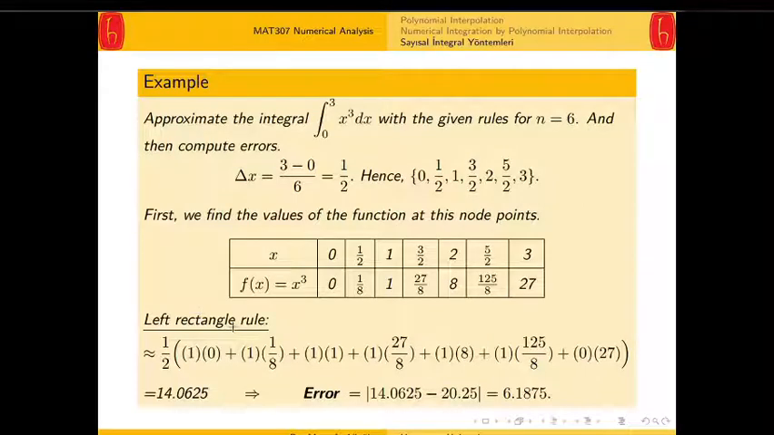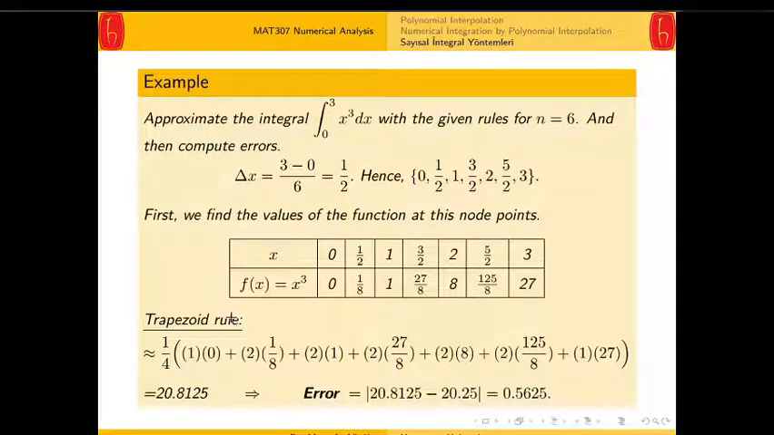If we consider the left rectangle rule, the weights will be 1, 1, 1, and it will go all the way up to xn, where at xn the weight will be equal to 0. If we apply this formulation and multiply each weight with the function values, we obtain this result. And here the error will be equal to 6.1875. So this is still a high error because n is not large enough, just 6.